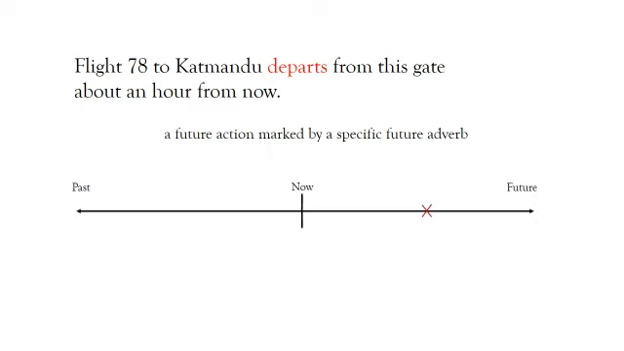We keep the verb in the present tense, but within the context of this sentence, it implies the future time. So just like the earlier example, this also marks the sentence for the future time. And this is simple present tense.